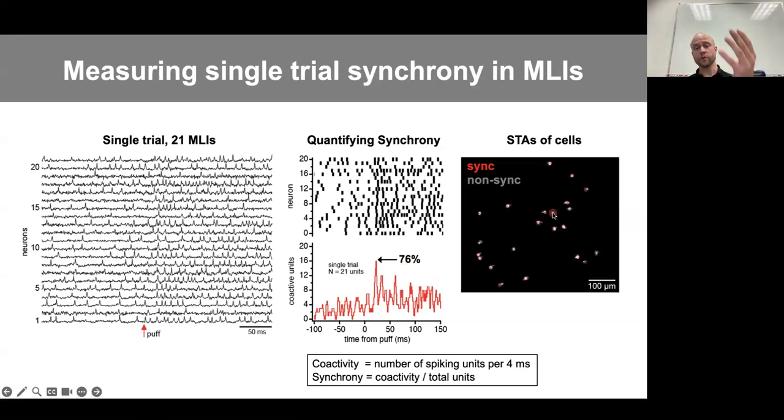We can also look at the distribution of synchrony shown over here on the right. And what I have plotted is just the STAs of all the cells that are synchronizing on this trial, shown in red, versus the STAs of those that are not synchronizing on this trial. And we've actually found that the amount of, the cells that are synchronizing does shift from trial to trial.